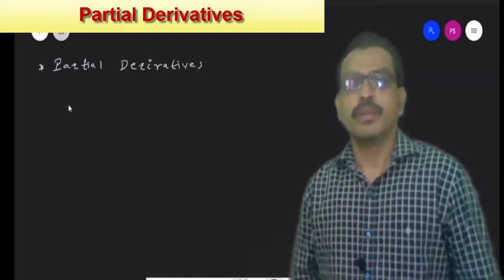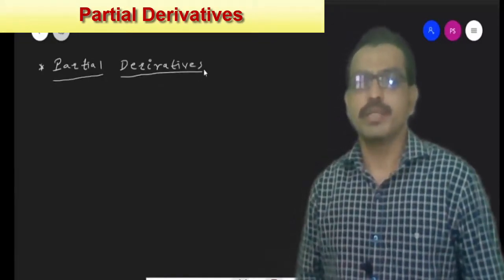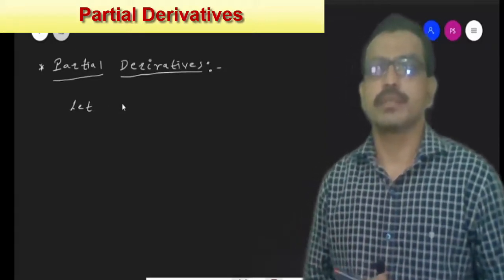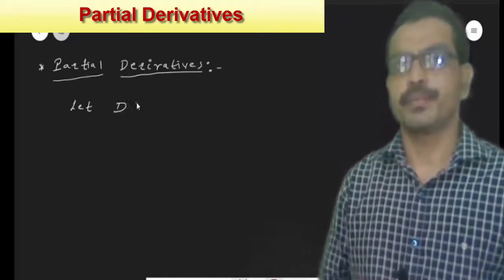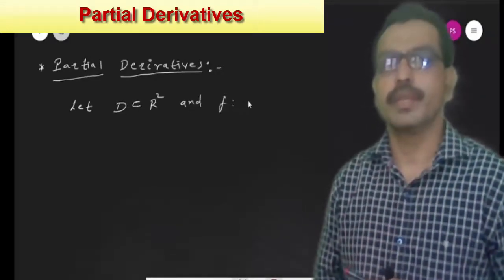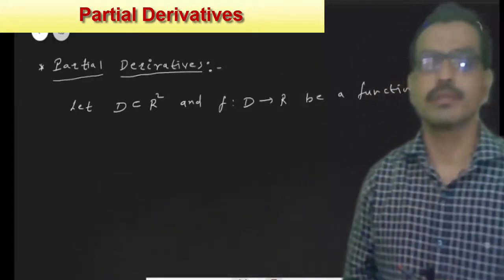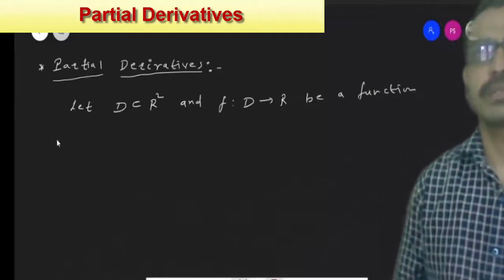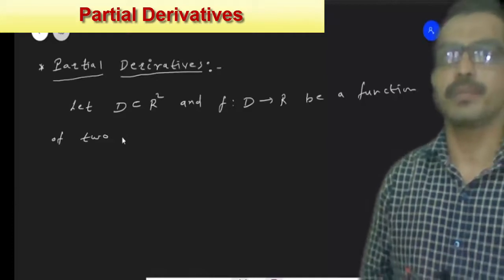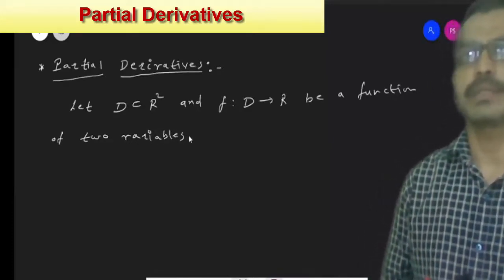Hello friends, our topic today is partial derivatives. In partial derivatives, let D be a subset of R2 and f be a map from D to R, a function of two variables.